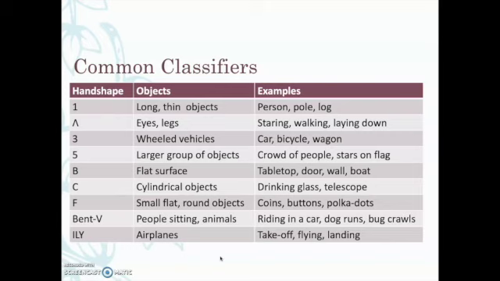So like a horse running, a bug crawling, puppies frolicking around. All of that is represented with a bent V. And the I love you hand shape can become an airplane very quickly. This is not an exhaustive list. This is just the list offered in the Master ASL textbook, but there are plenty others. However, this is a good place to start.